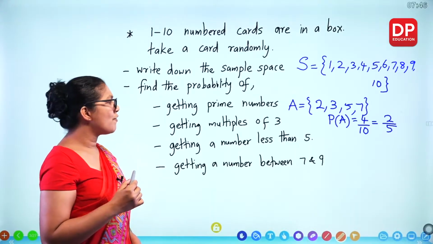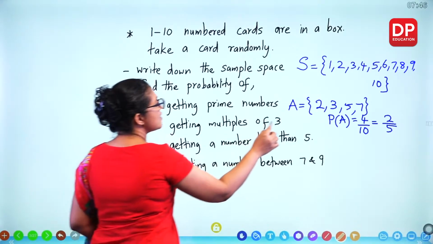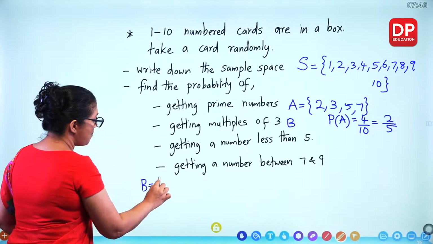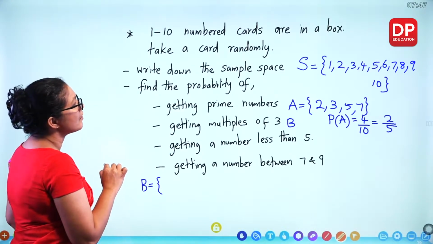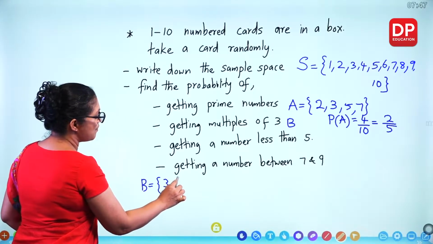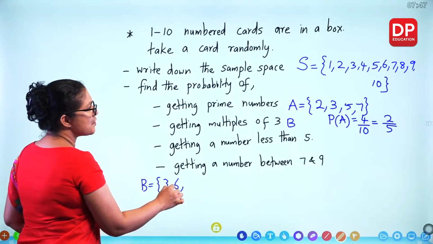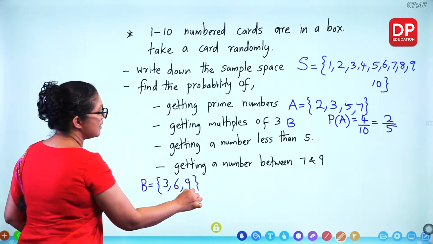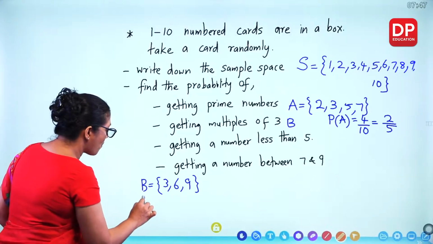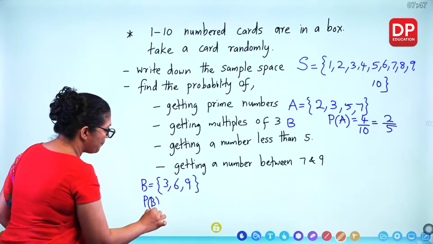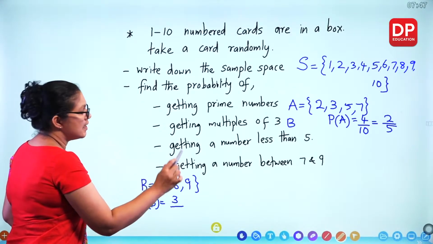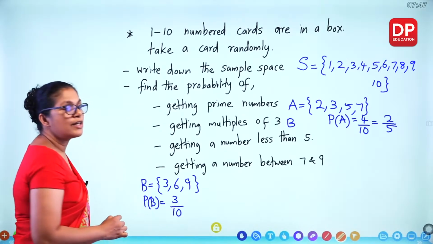Getting multiples of 3. We'll take this one as B and I'll write here what the numbers are. Multiples of 3: 3 times 1 is 3, 3 times 2 is 6, 3 times 3 is 9. So 3, 6, 9. What's the probability of getting B? 3 numbers are there out of 10 numbers. So 3 over 10.